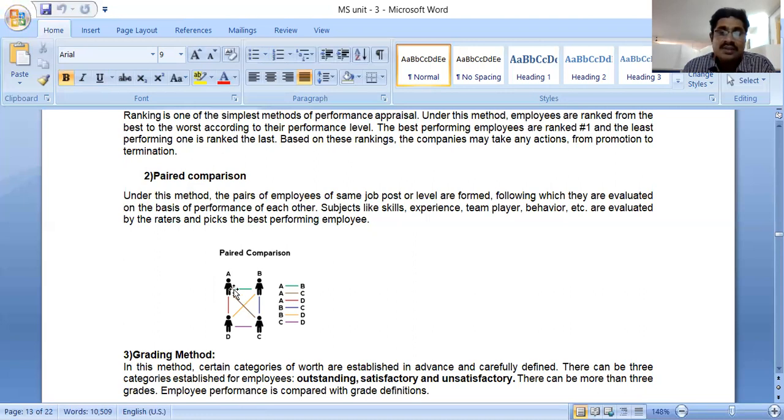Finally, in the A and B comparison, which one is the best here? Suppose A. Between A and C, A is first, and between A and D, A will have the better performance. So then A will get the bonus, increment, or promotion, right? Each and every person is compared with each and every person. This type of comparison is called paired comparison, right?